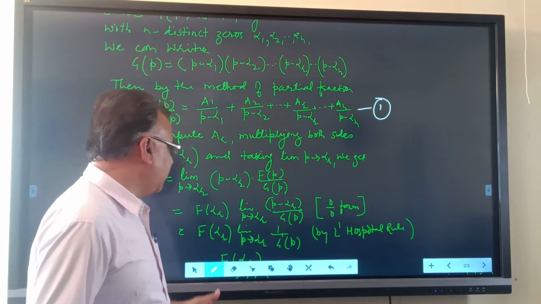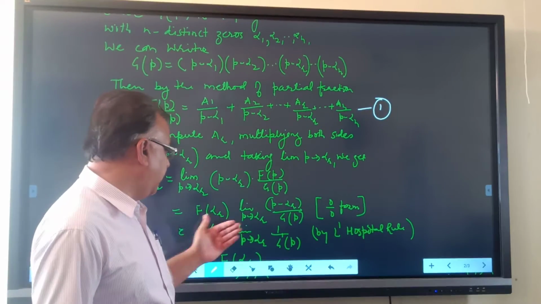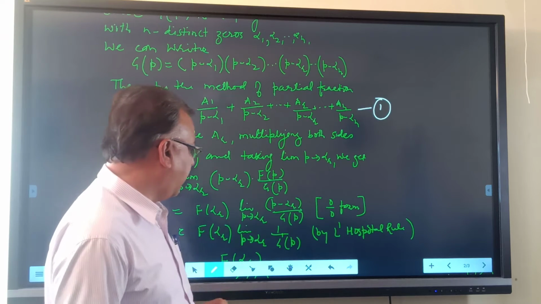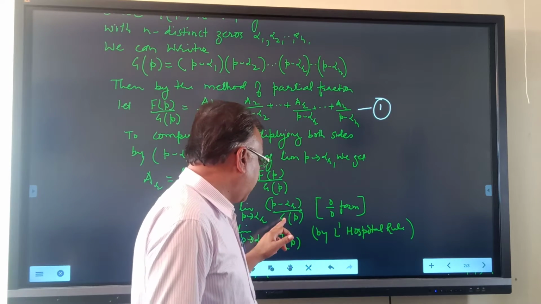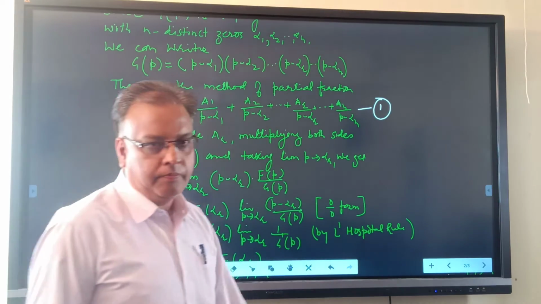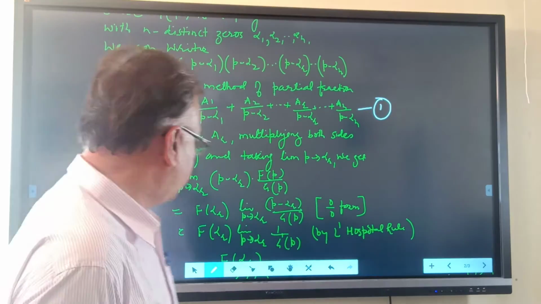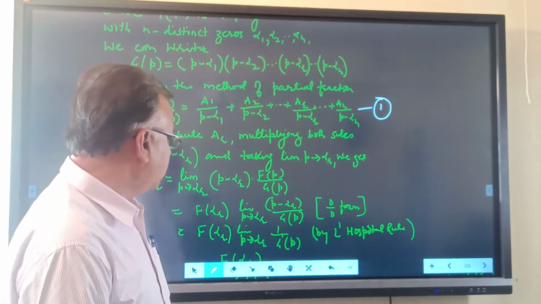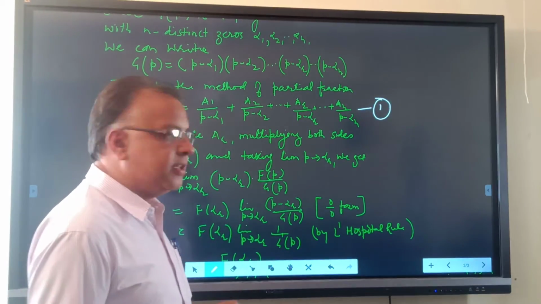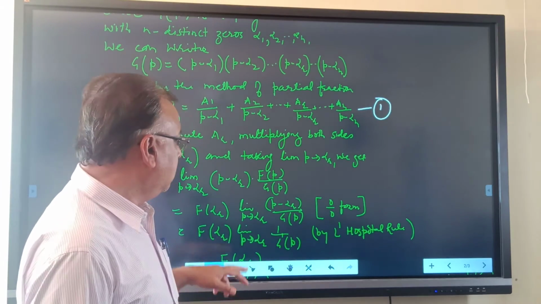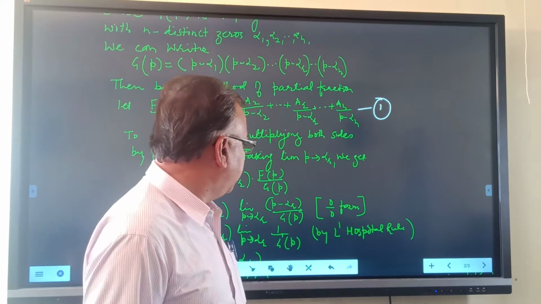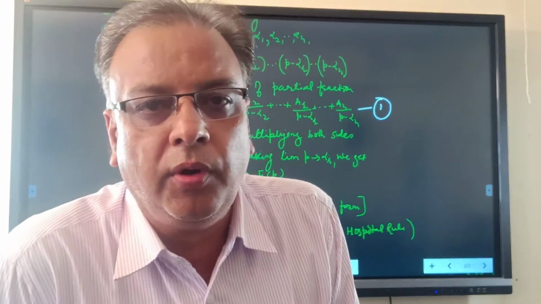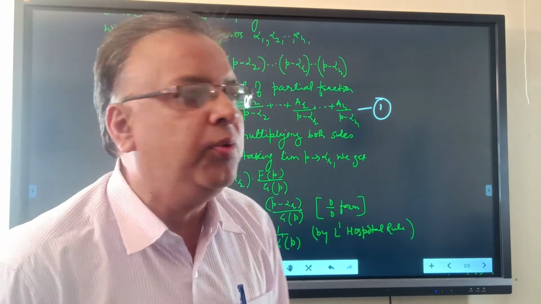Or we can write it as, if we put the value of alpha r at f(p), f of alpha r times the limit as p tends to alpha r of (p minus alpha r) upon g(p). Since f of alpha r is taken outside, we find the value of the remaining limit. Now the limit as p tends to alpha r of (p minus alpha r) upon g(p) is in the form of 0 by 0 indeterminate form.